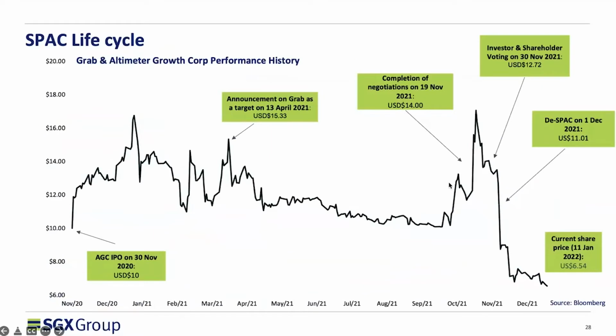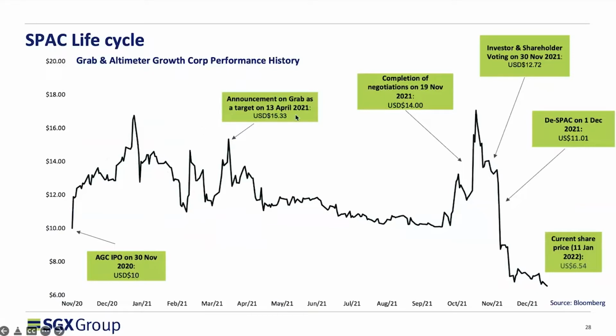Okay, so we can look at a practical example. In this case, I'll use Grab since it is a name that a lot of investors will probably be familiar with. So if you were to look at what happened before the business combination took place, we saw the SPAC, which is Altimeter Growth Corp, being listed in the US in November 2020. In the US, the SPAC listing price is typically $10. Thereafter, we saw volatility in the price of the SPAC, going up to as high as above $16 due to different speculation that may occur along the way.